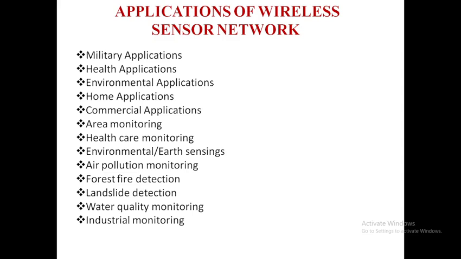In commercial applications, wireless sensor networks are also used for tracking machinery and tracking the work of employees, and in area monitoring applications as well. There are so many other areas where we use the wireless sensor network: for monitoring air pollution, for detecting forest fires, for detecting landslides, for monitoring water quality, and for monitoring industrial applications. We use the wireless sensor network.